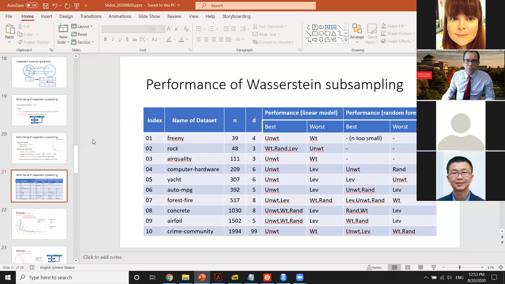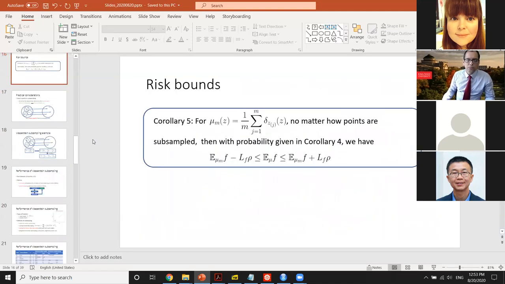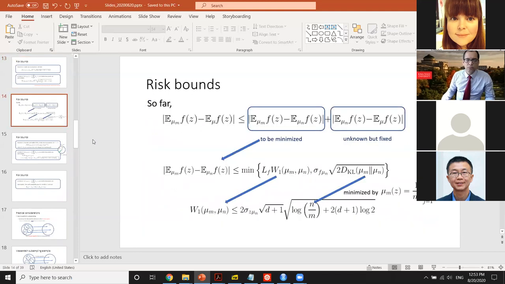I'm a little bit puzzled about the intuition behind this. So basically, you're trying to cluster the data and then select one representative from each of the clusters, right? From the algorithm perspective, yes. And your numerical results show that it works best for the linear model, but not so much for the non-linear model? Yes.